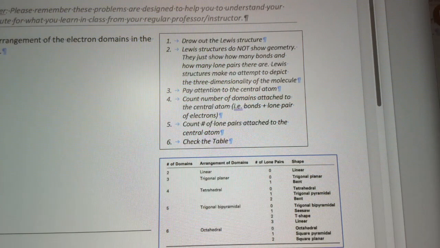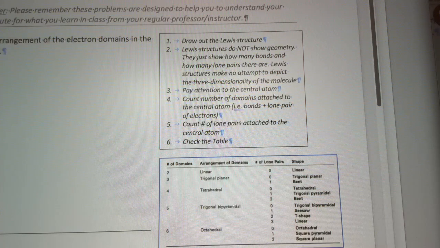Now we also have to remember the Lewis structure does not show geometry, just how many bonds we have and the shared pairs of electrons. We need to pay attention to the central atom. Then we count the number of domains attached to the central atom. That means bonds and lone pairs of electrons.